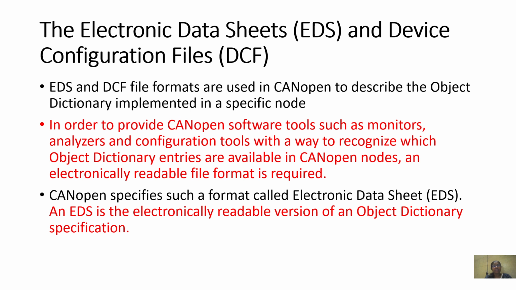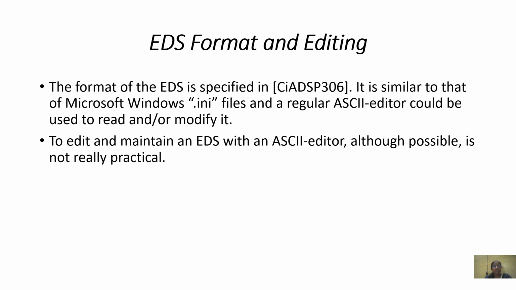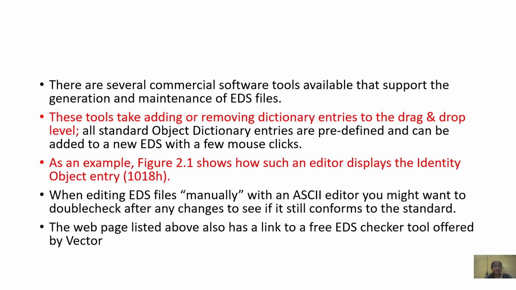CANopen specifies such a format called electronic data sheets. It is an electronically readable version of an object dictionary specification. So that is the EDS format, specified in CiA DSP 306. To edit and maintain an EDS with an ASCII editor, although it is possible, is not really practical.